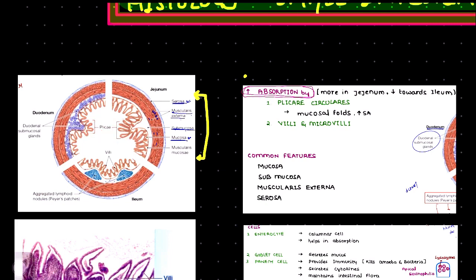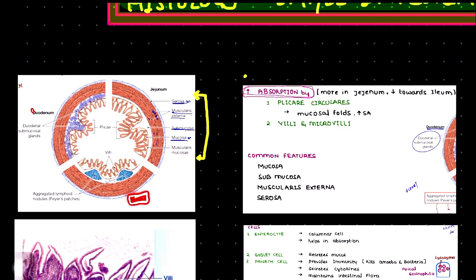You'll find that the plicae circulares start developing at the duodenum. They start developing in the duodenum, and then they become maximum in the jejunum. They will get reduced to the minimum in the ileum.